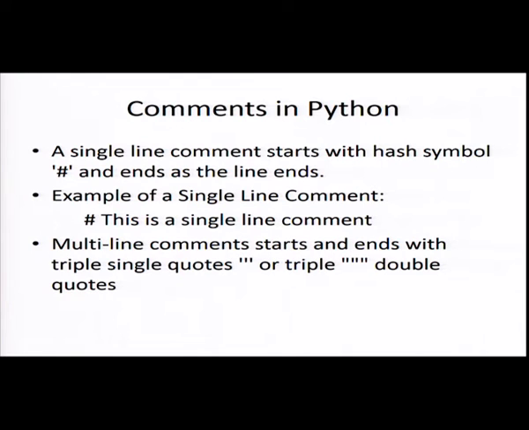Now let us see how to state comments in Python. A single line comment starts with a hash symbol. My dear viewers, note this is said to be a hash symbol, and it ends as the line ends. An example of a single line comment: hash, this is a single line comment. A multi-line comment starts and ends with triple single quotes, or triple double quotes, something like this.